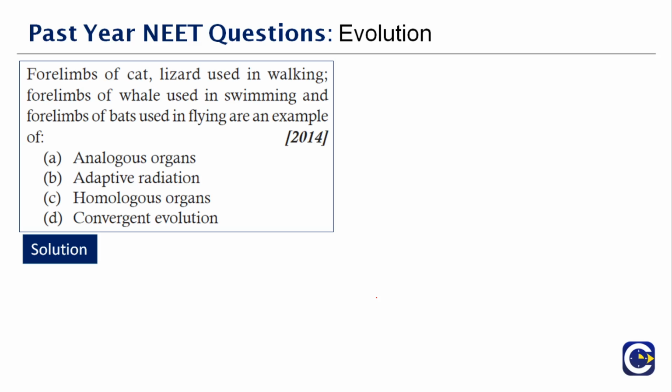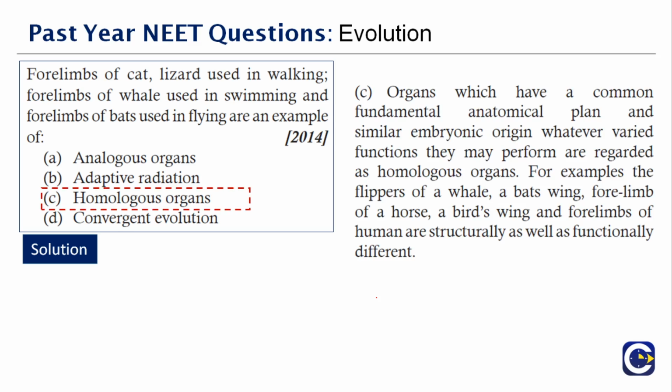You're talking about one organ, that is forelimb. So all the 3 categories you're talking about forelimb. But the function that each category is doing is varying. But one thing that you have in common is forelimb. Homo means same. So you're talking about the same limb in all the 3 categories. Therefore, it is homologous organs. Therefore, the right answer is option C.